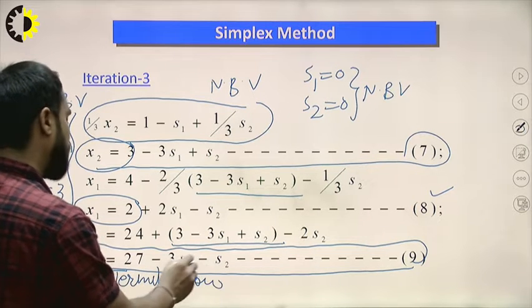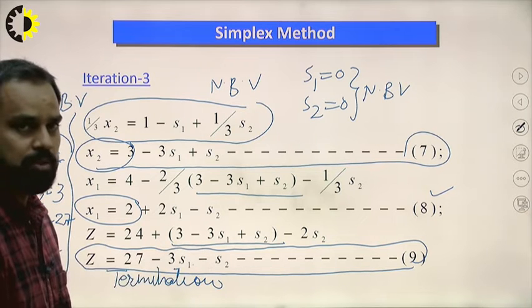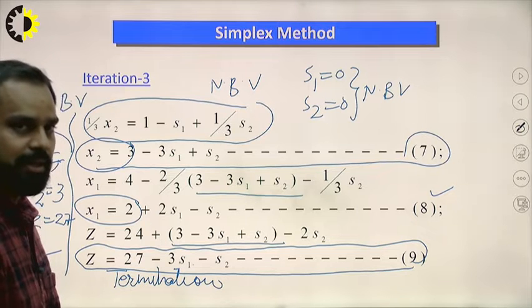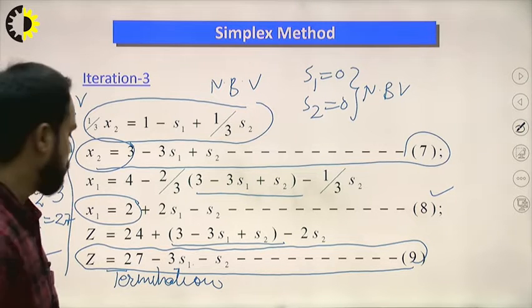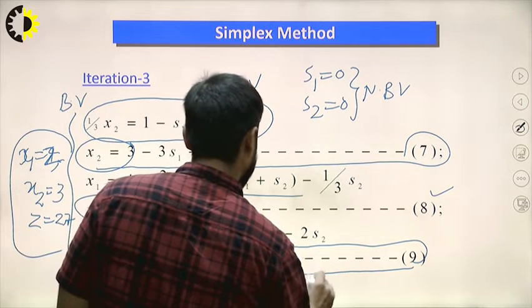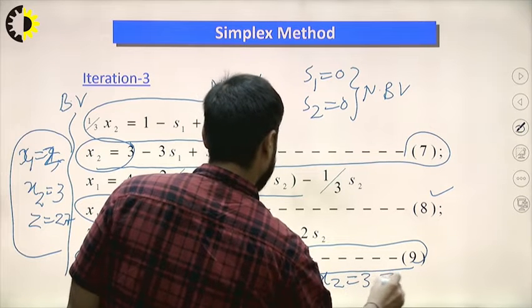Now there is no value to increase, we have already chosen S1, S2 equal to 0. All variables have been considered as basic variables now. So it is the solution of the problem. The solution of the problem is X1 equal to 2, X2 equal to 3 and Z equal to 27.